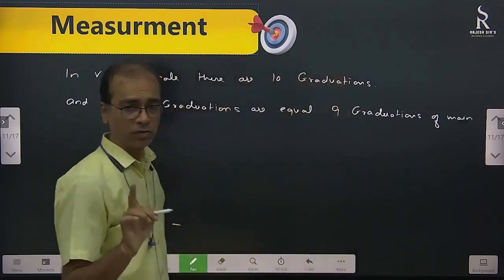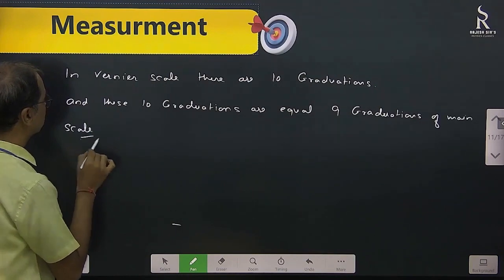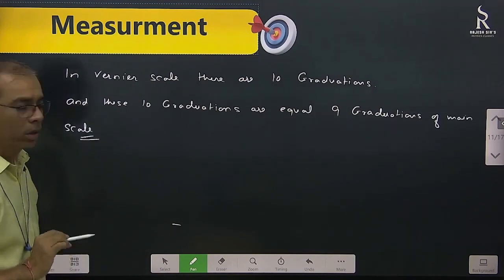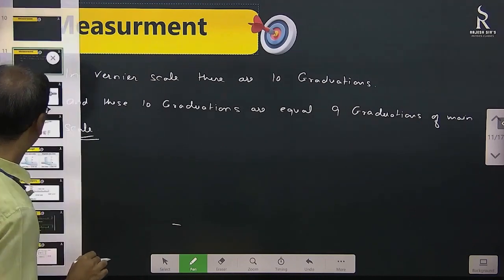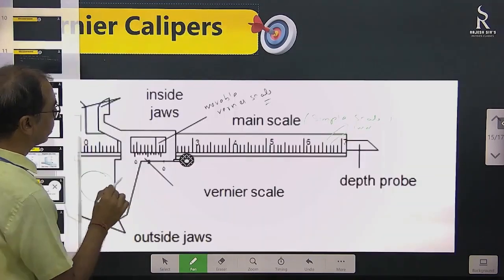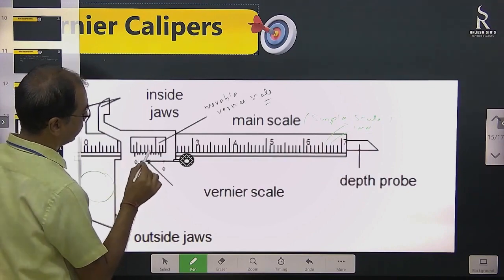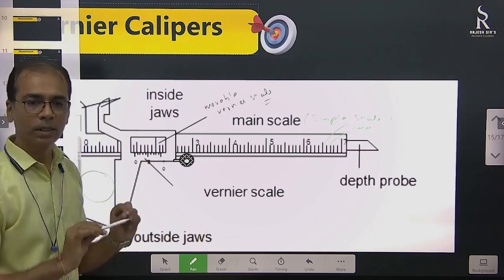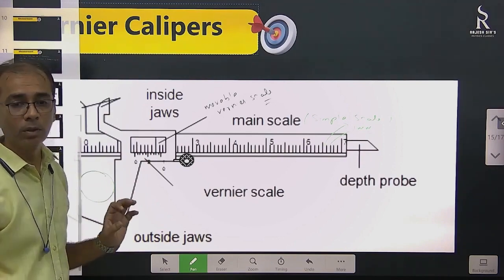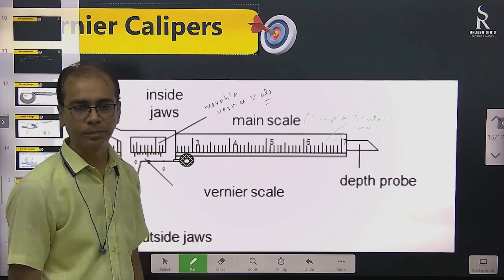Nine graduations of main scale. Okay, so let's go back again and check what I am telling you right now. I am telling you that in this one there are 10. Let's see, 1, 2, 3, 4, 5, 6, 7, 8, 9 only is drawn in this one. 10 are there, and they are equal to how much? 9 graduations of main scale.